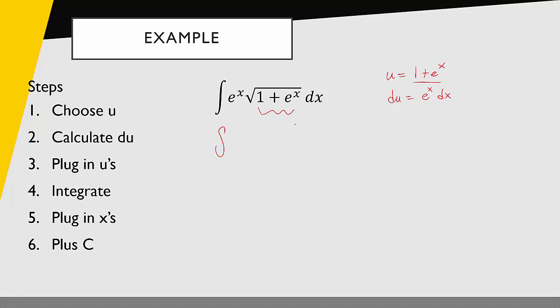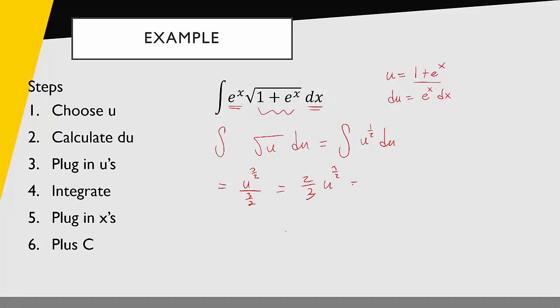So I'm going to replace 1 plus e to the x with u, and replace e to the x dx with du. I'm going to rewrite this as u raised to the 1/2, and then I'm going to do the integration, which will result in u to the 3/2 power divided by 3/2. I'm going to simplify that to rewrite it as 2/3 u to the 3/2.